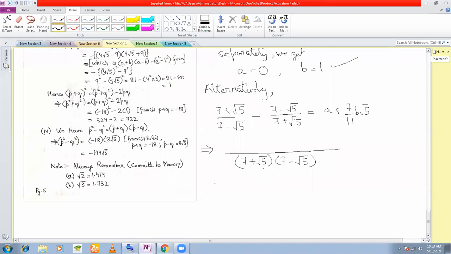You have an LCM as 7 plus root 5 and here you have 7 minus root 5 in the denominator. So that means in the numerator you have 7 plus root 5, and when you are taking the LCM, because you have 7 minus root 5 here, you get another 7 plus root 5. Yes? Any problem with this step? Anyone?